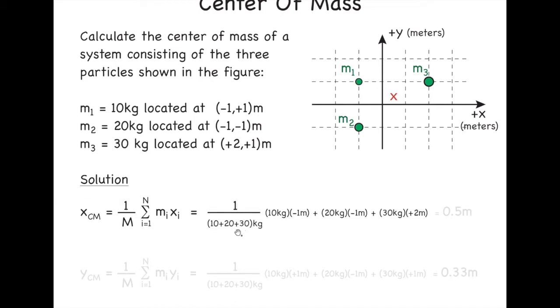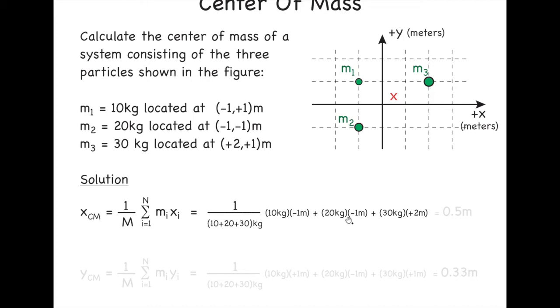We're going to take 1 over the total mass. The total mass is 10 plus 20 plus 30 kilograms. And we're going to multiply that fraction by the sum of these products, right? The mass times position of the particle. So the first mass is at an x coordinate of -1 meter. The second mass, 20 kilograms, is also at -1 meters in x. And the third mass is 30 kilograms, and it is at an x coordinate of +2 meters.